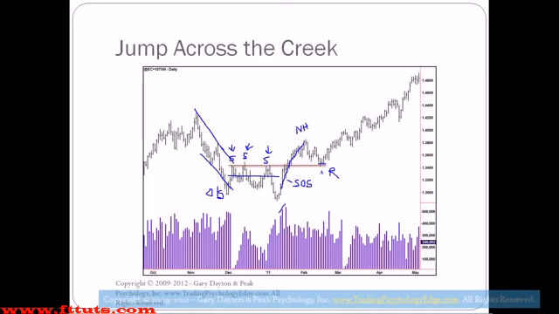And yes, again, it can overlap with the first higher high. And you can see I put in some arrows here for the price spreads and the volume where they come in.